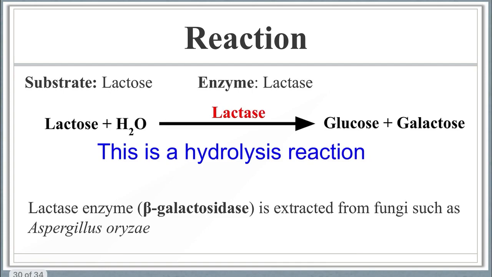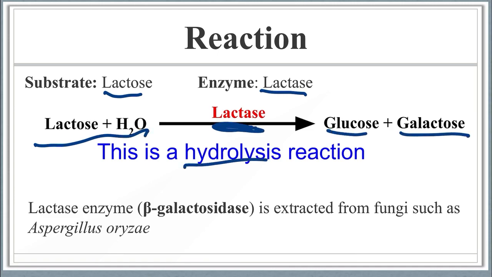So here's the reaction, right? You have lactose as substrate, the enzyme is lactase. Lactose with water, by the enzyme lactase, breaks into glucose and galactose. This is a hydrolysis reaction going back to 2.1. Now, what do they do? They take an enzyme, lactase enzyme, which is beta-galactosidase.